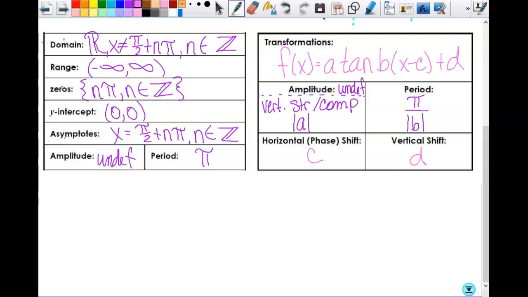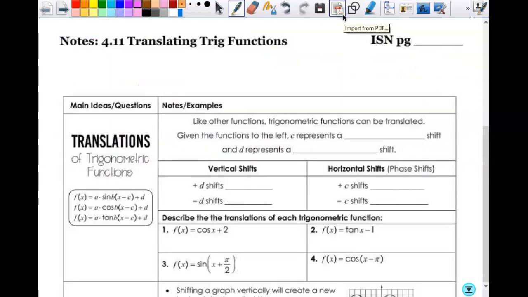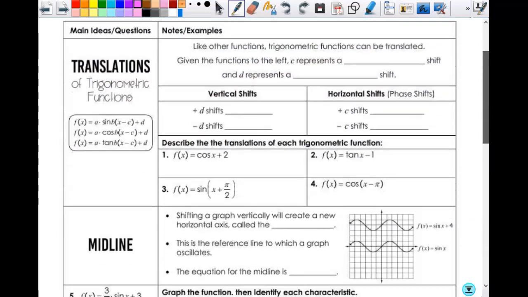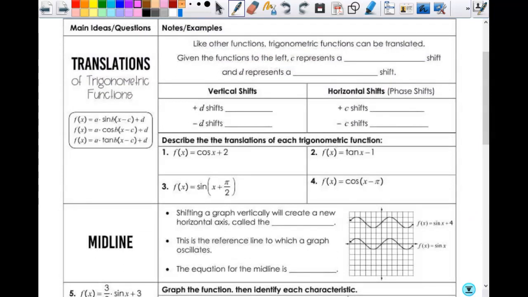All right, so now let's look at actually doing these other shifts, which means we're moving on to this one, and this is on page 103. Is that correct? I already forgot. Okay, 103. So we have done the stretches and compressions, but now we're going to look at the translations. It says, like other functions, trigonometric functions can be translated. Given the functions to the left, c represents a horizontal shift. We already know that. And d represents a vertical shift. That is old business, right?